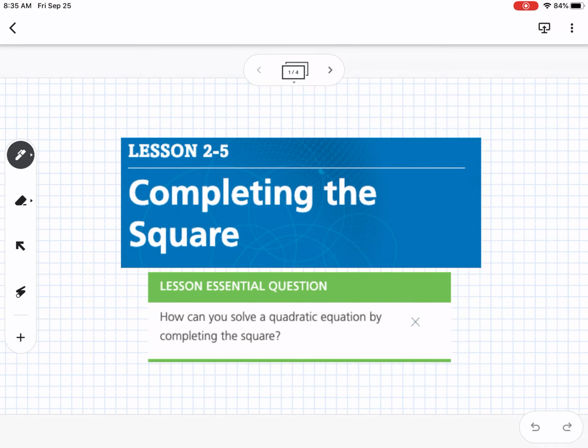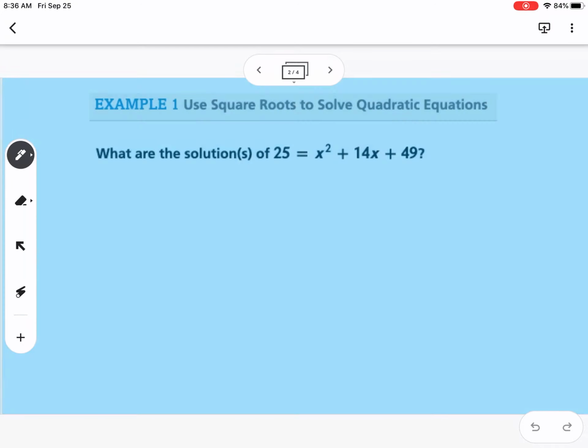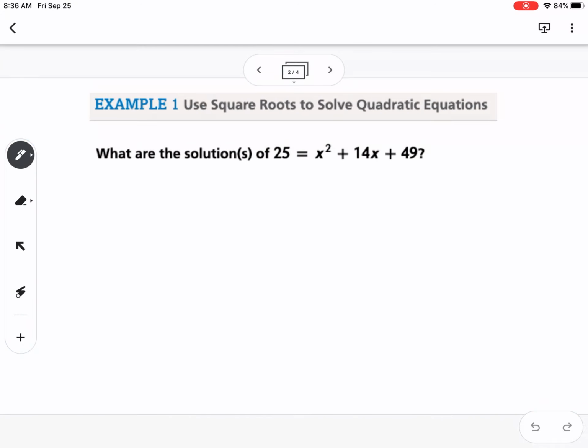This is lesson 2.5, completing the square. Our essential question is, how can you solve a quadratic equation by completing the square? So the first one we're going to look at is we're going to use square roots to solve quadratic equations. So it says, what are the solutions of 25 equals x squared plus 14x plus 49?